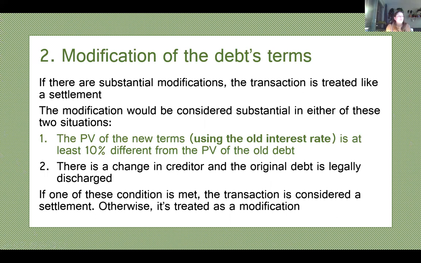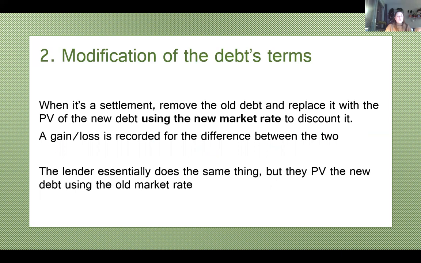And then if one of these two is met, the transaction is considered a settlement, so a major reconstruction, I think, and otherwise it's treated as a modification. So if it's a settlement, you remove the old debt from your books and you replace it with the new debt using the new market rate to discount it. You have to be careful with your market rate because for the test, you use the old market rate. And then when you put it in your books, you use the new market rate. And you're going to record a gain or loss for the difference between the two.